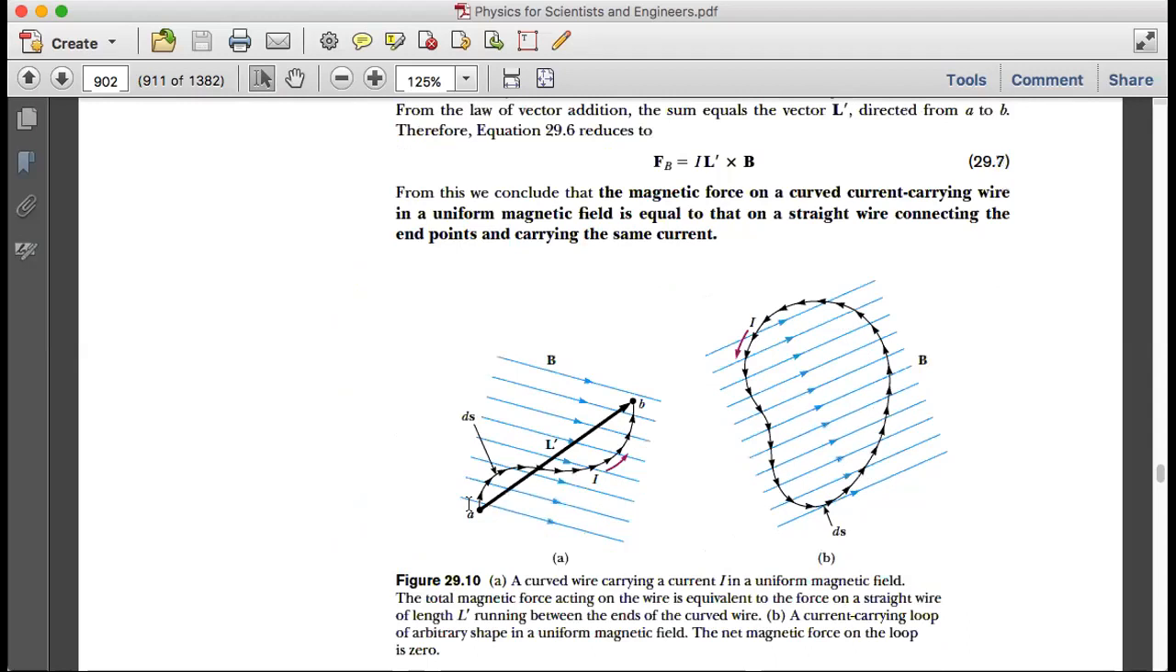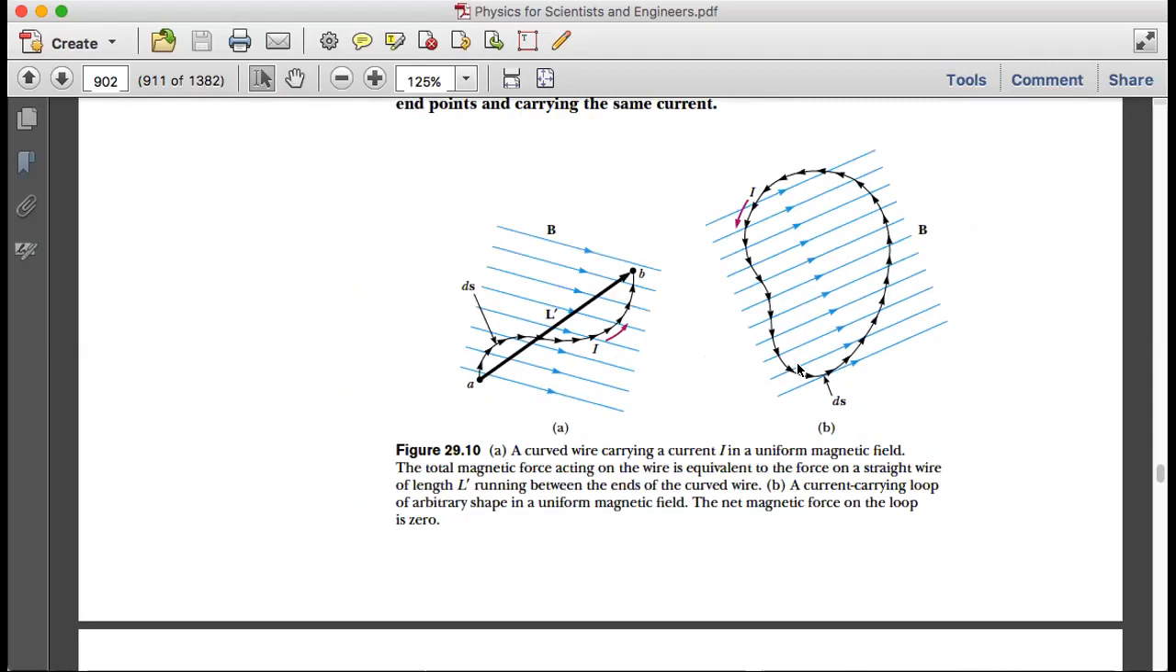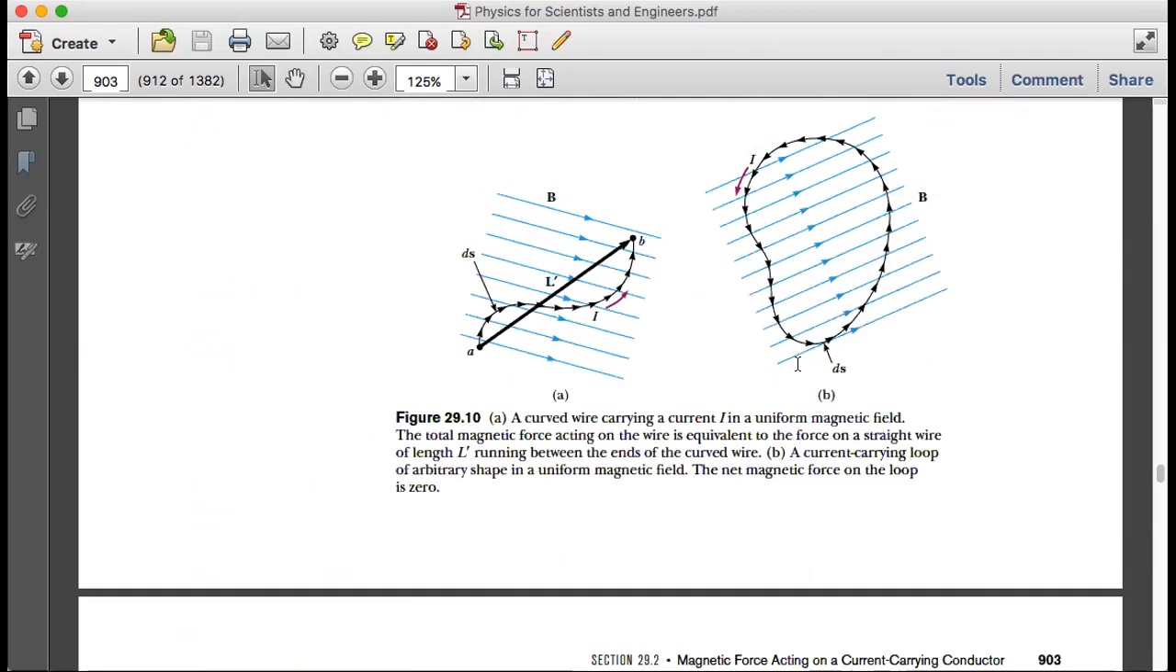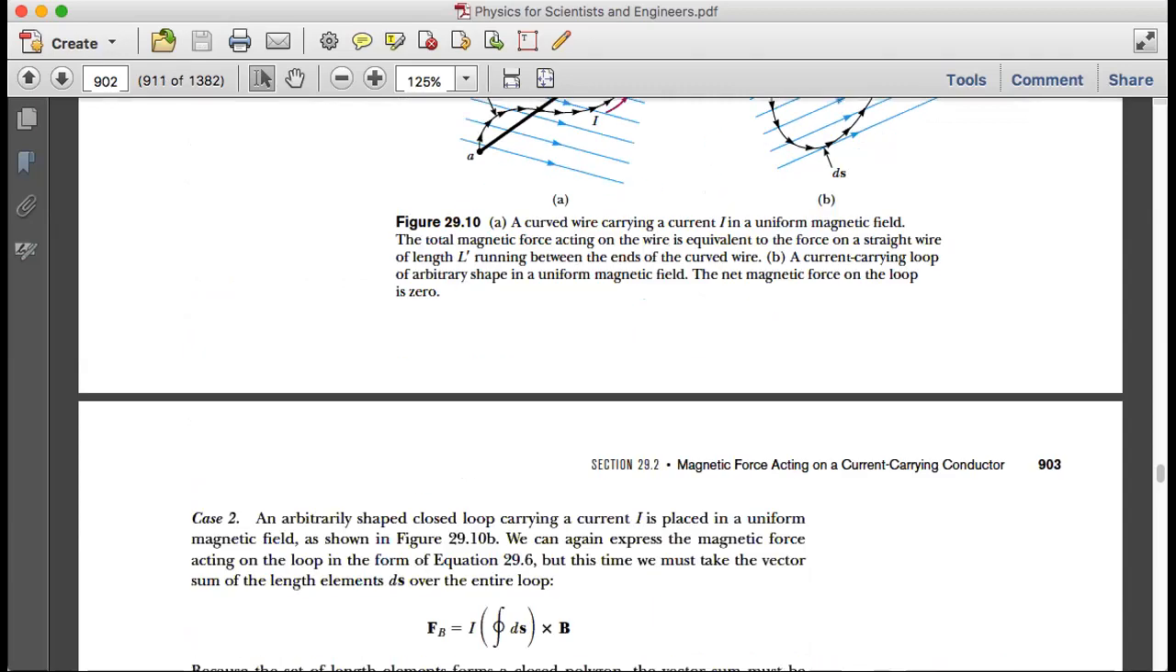Nah, ini contoh misalkan ds seperti ini. Kalau kita integrasikan dari A ke B, yang bertahan hanya yang tegak lurus terhadap B. Kalau yang paralel, dia akan 0. Nah, ini yang terbuka, contohnya kalau yang tertutup ini.